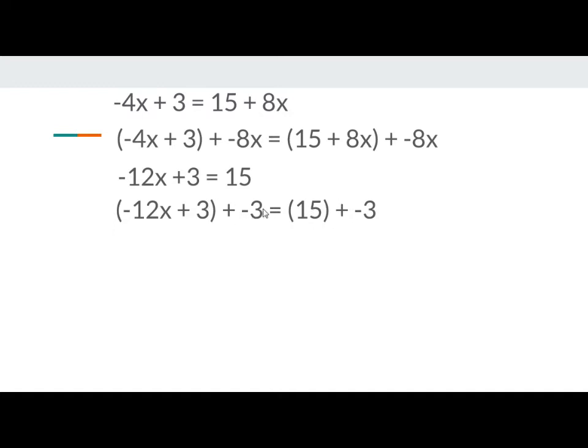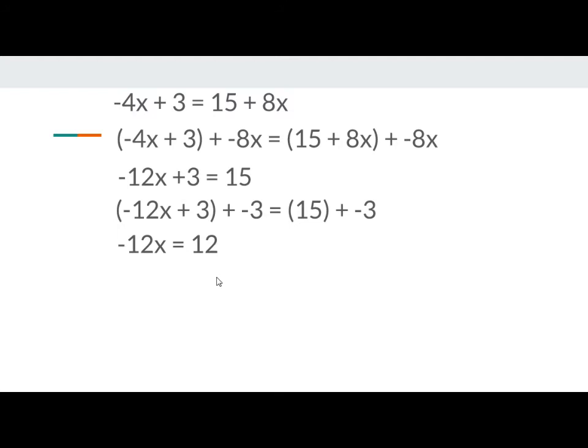By combining like terms here, 3 plus negative 3 is 0, and I can add these together. 15 plus negative 3 is going to give me 12. You could ask, negative 12 times something, negative 12 times x equals 12. What would x have to be to make this true? And if you just know it off the top of your head, well, negative 12 times negative 1 would be 12. Then we've got our answer.